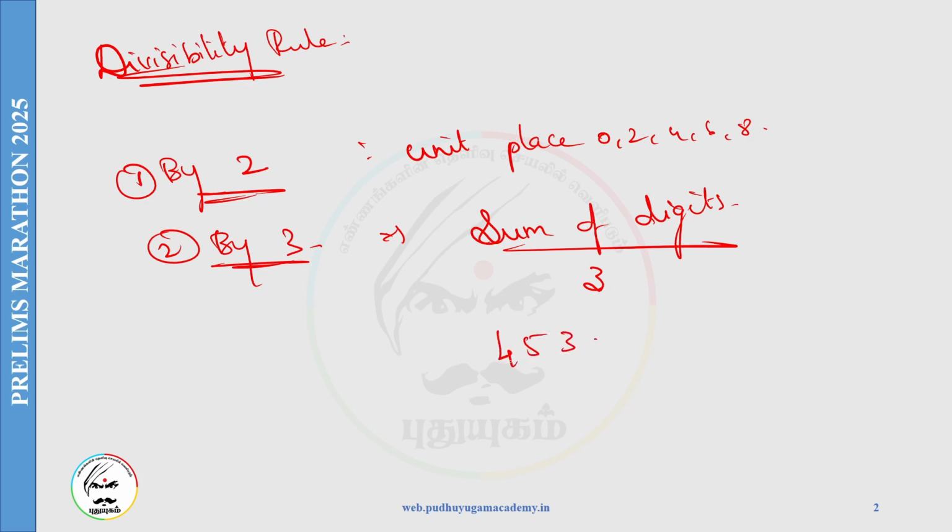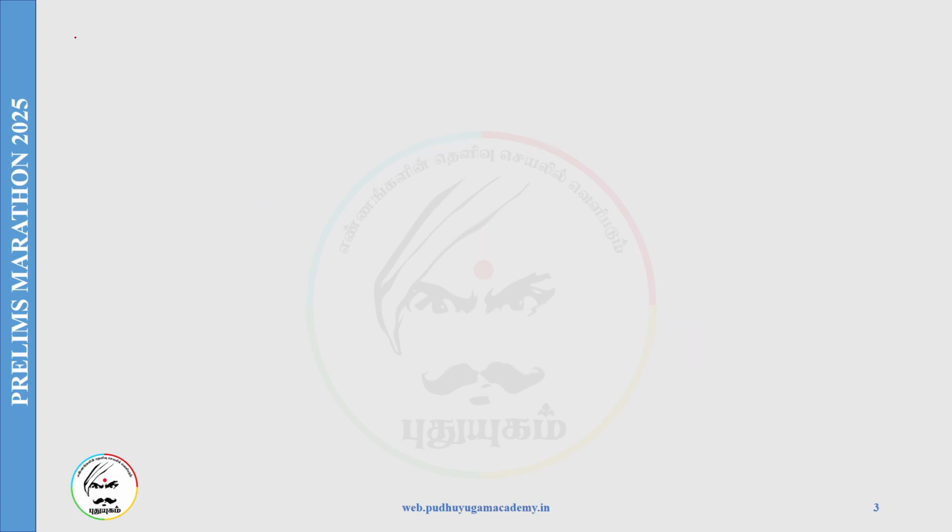Now if we add this, 4 + 5 is 9, 9 + 3 is 12. 12 is divisible by 3, right? Then this number is also divisible by 3, right? So this is the divisibility rule for 3. And the third one is by 4.